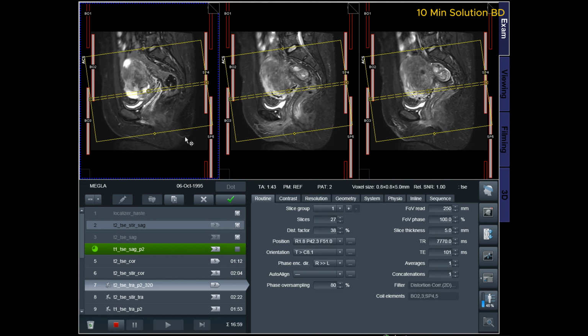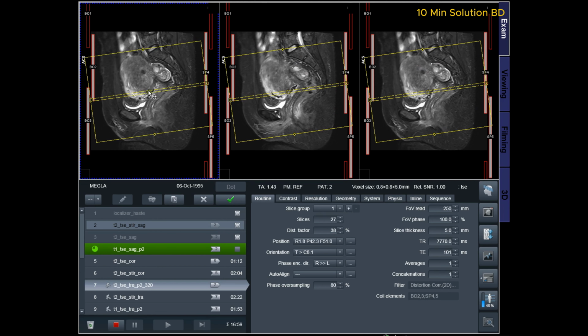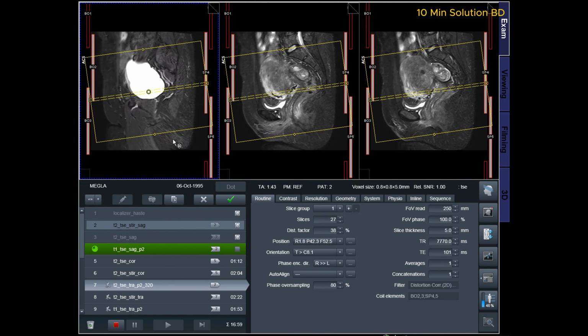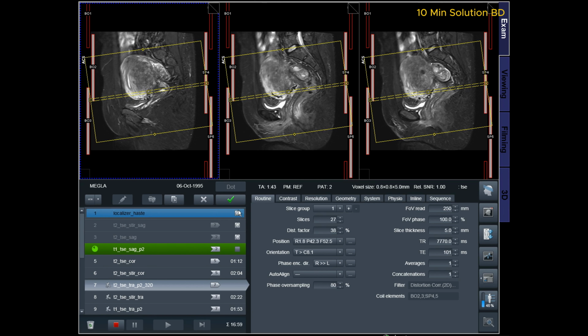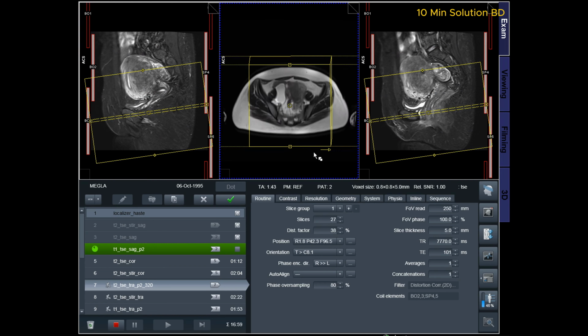An appropriate angle needs to be established in the sagittal plane, which is perpendicular to the lumbar spine. The slices must be sufficient to cover the entire lower abdomen and pelvis, ranging from the middle of the kidneys down to the symphysis pubis. The FOV should be large enough to cover the entire pelvis, typically ranging from 250 mm to 300 mm.